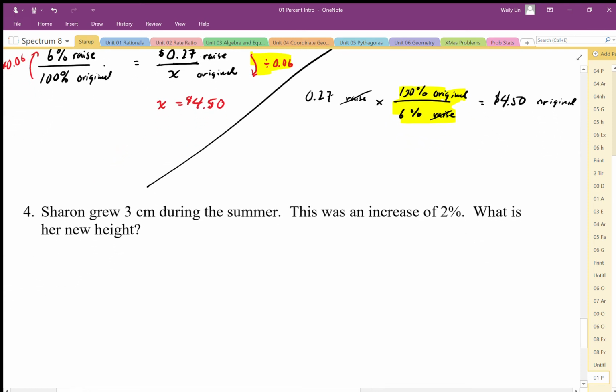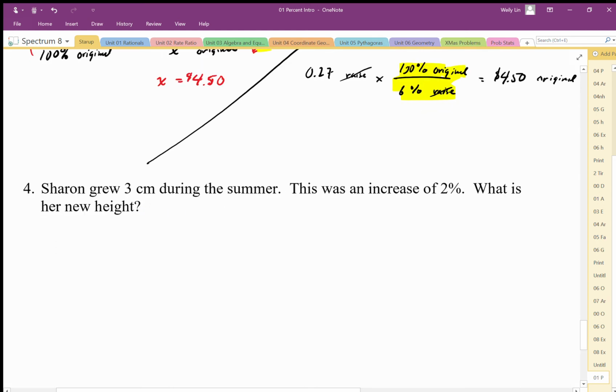So this last one here, this is where we have 3 centimeters represents 2%. So that's my comparison. And what is the new height? Okay, so we can set this up a couple ways. We can say that 3 centimeters, that's my growth over x centimeters total, or my original height, is equal to 2% compared to 100%. Okay, and the 100% represents the original height, then we have to add 3 centimeters to get the new height. So that's one way to do it, but we have to add on afterwards.